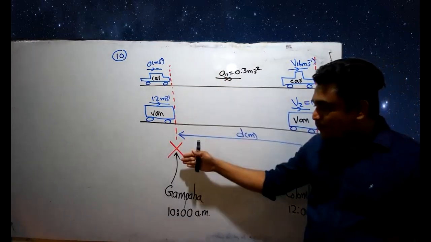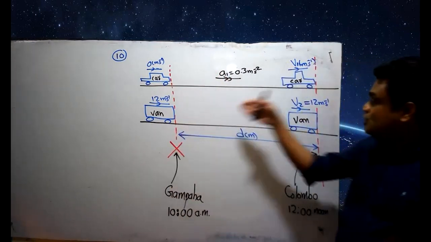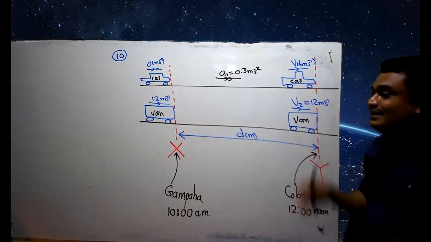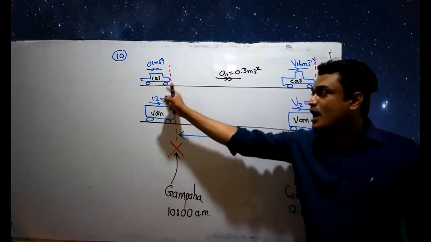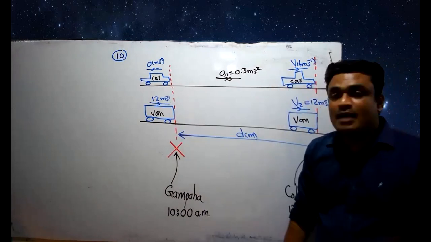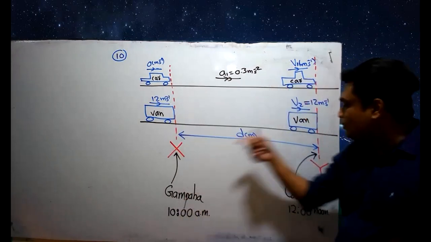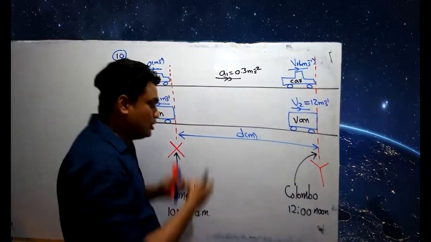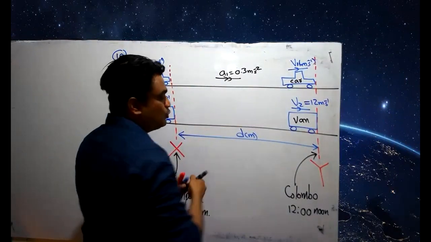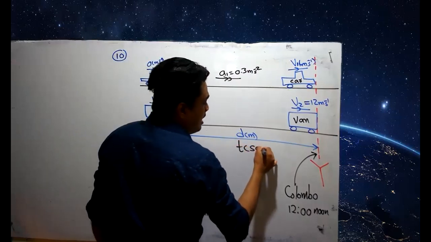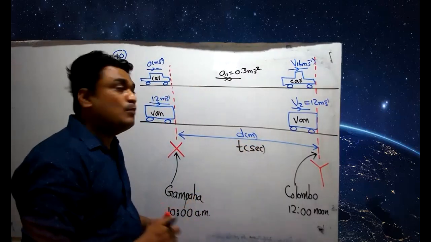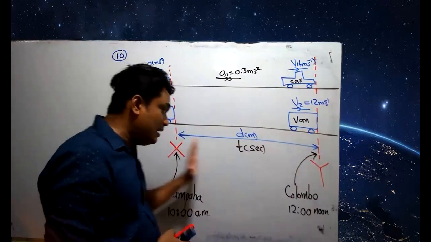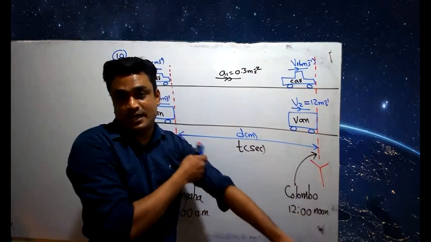Both start at Gampaha at 10 a.m. Both reach Colombo at 12 noon. So 10 to 12, 2 hours. Therefore, the time taken for the car to travel from Gampaha to Colombo is 2 hours. The time taken for the van is 2 hours. Therefore, the time taken for both vehicles to travel from X to Y should be the same. Let me mark it as t seconds. Both vehicles travel the same d meter distance within the same time duration of simple t seconds.